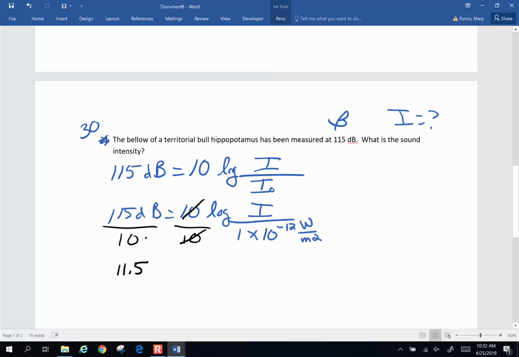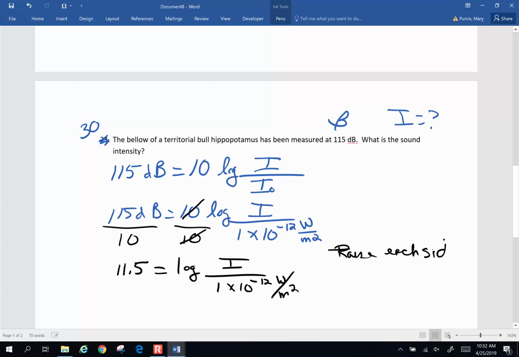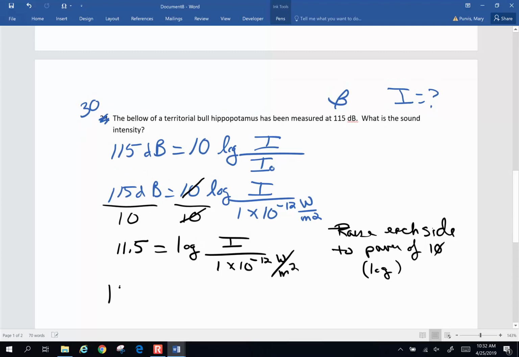The decibels at this point is going to evaporate, and you're going to end up with the log of I divided by 1 times 10 to the negative 12th. Now, how do you undo a base 10 log? To undo a base 10 log, you raise each side to the power of 10. So what does that look like? We're going to end up with 10 raised to the 11.5 power equals I divided by 1 times 10 to the negative 12th.